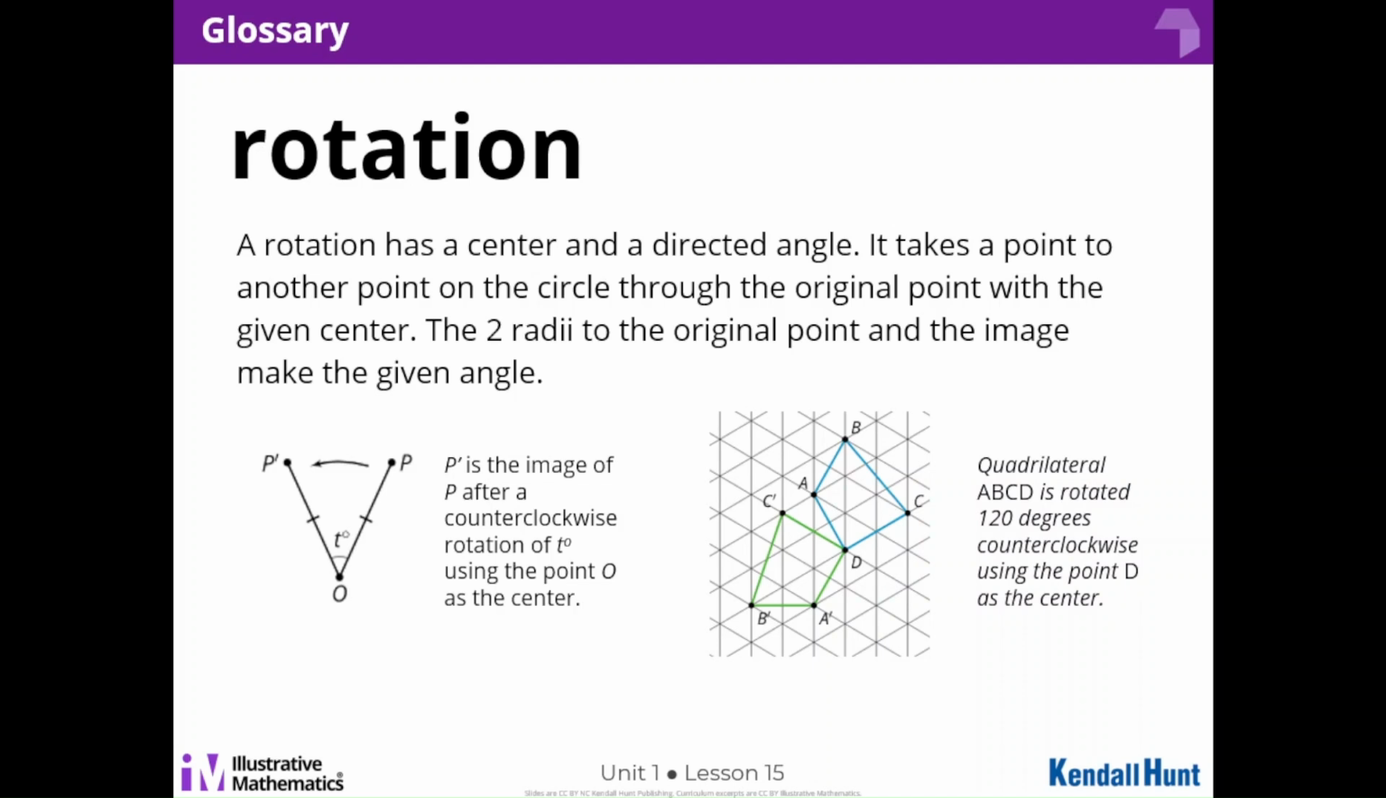On the right, quadrilateral ABCD is rotated 120 degrees counterclockwise using the point D as the center.